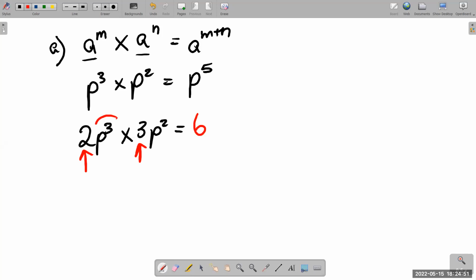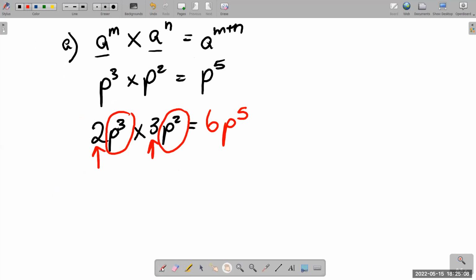And then you treat the variables separately. So p to the third power times p to the second power is what? P to the fifth power. Everybody got it? Let me know because this is our revision. So one example before we continue. Suppose I give you 2m squared p to the third power times 5mp. Everybody need an answer, please.